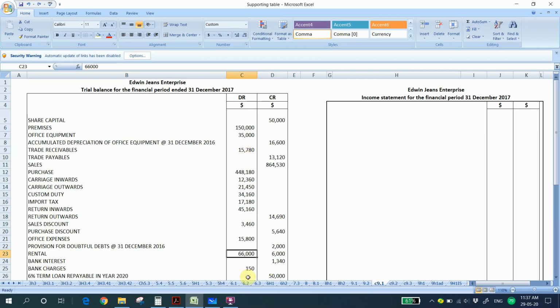So we have a debit 66,000 and a credit 6,000. When we net off, we use the lesser side and net off with the higher side. So we minus 6,000 here, and the net balance will be 60,000 on the debit. I hope you can understand this.